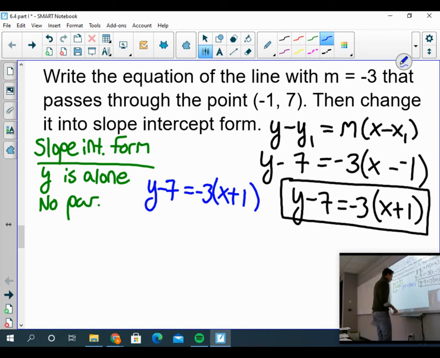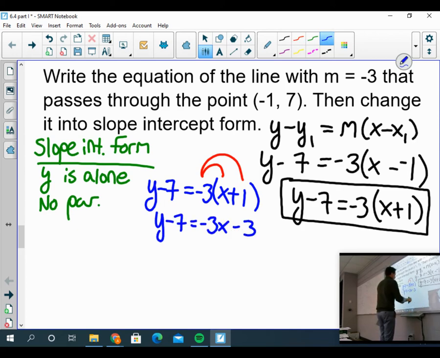How am I going to get rid of the parentheses? Distribute that -3 through. And I get y minus 7 equals -3x minus 3. Okay? You've been doing this since chapter 2. Just go ahead and distribute that -3. Now to get y by itself, what can we do? We can add 7 to both sides. And we get y equals -3x plus 4.